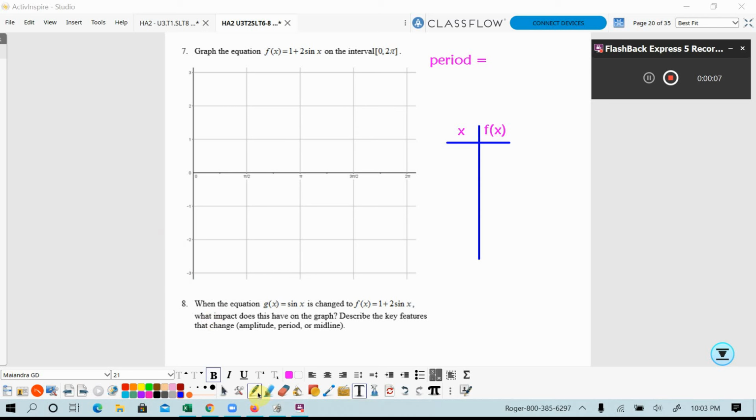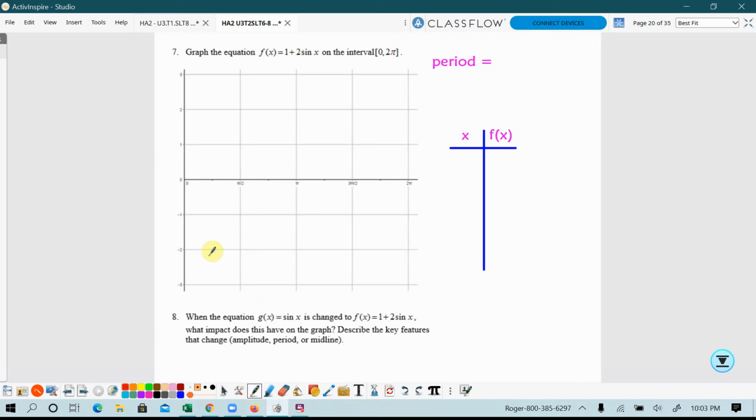I'm going to graph a sine function that has several transformations included in it. I'm going to graph f equals 1 plus 2 times sine of x. When I graph, a few things I like to do. I have a grid, first of all, already prepared and set up for me, which is great. And I'm looking at the scale on the axes.